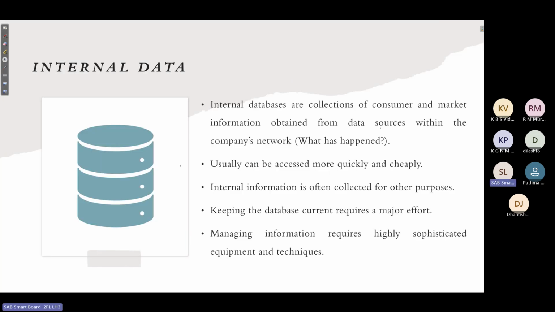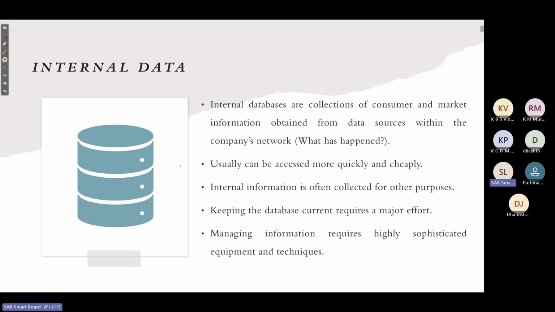We have the explanation. So the internal databases are collections of consumer and market information obtained from data sources within the company's data, right? We always collect the information within the company's data. So I told you it provides information about what has happened because it's always about the past record or the past data. Then usually this internal data can be accessed more quickly and cheaply because it is under our control.